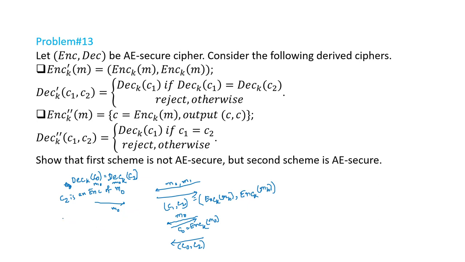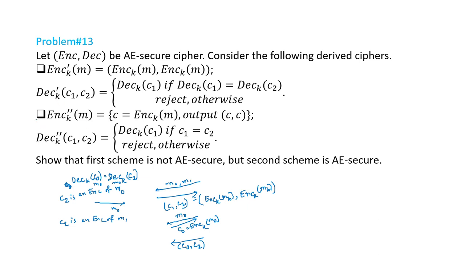And another case could be C2 is an encryption of M1. Then decryption of C0 with respect to key K, which is M0, will not match with decryption of C2 with respect to key K, which is M1, and in that case the decryption oracle will reject, right? So there is a clear difference between the two cases which can be exploited by the adversary to win the CCA security game with probability 1. So the first scheme is necessarily not CCA secure, hence it will not be AE secure as well.